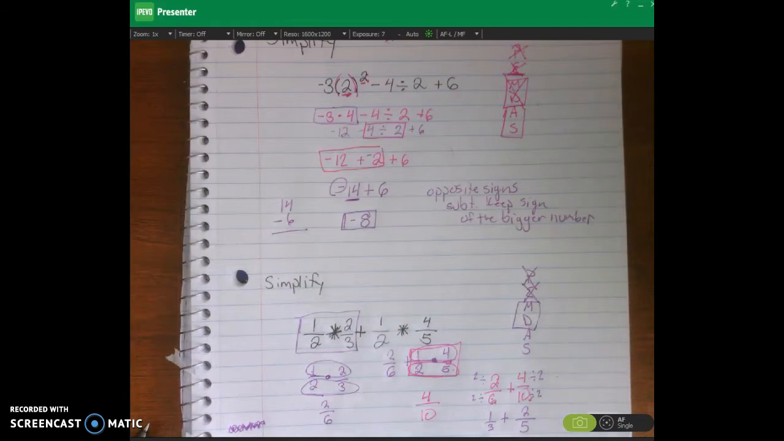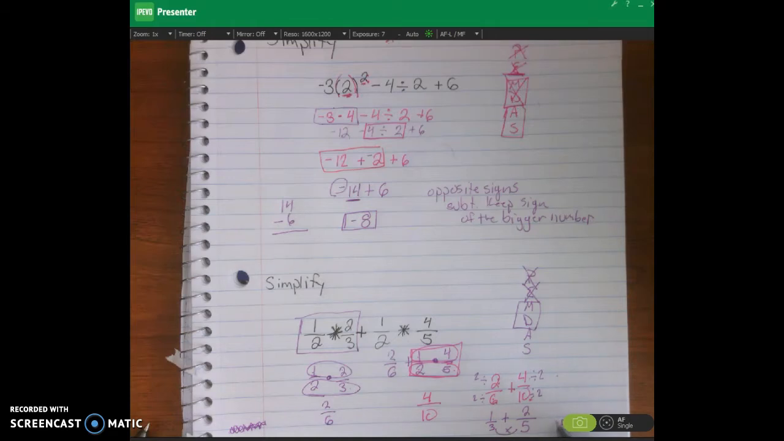Now we have to find a common denominator. And the easiest way to find the common denominator here is to multiply these two numbers together. So we get 15. So my denominators will be 15 for both. So 3 times 5 is 15. So I've got to do the same thing to my numerator. So 1 times 5 is 5. And then our second number, 3 times 5 is 15. So 2 times 3 is 6.